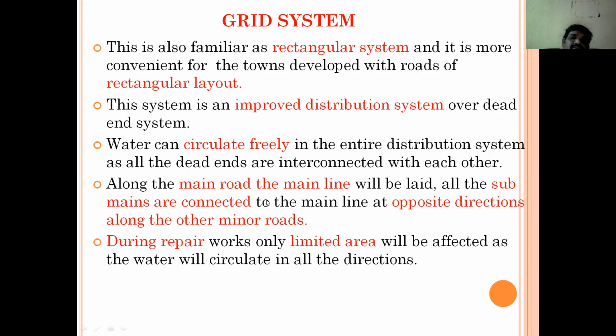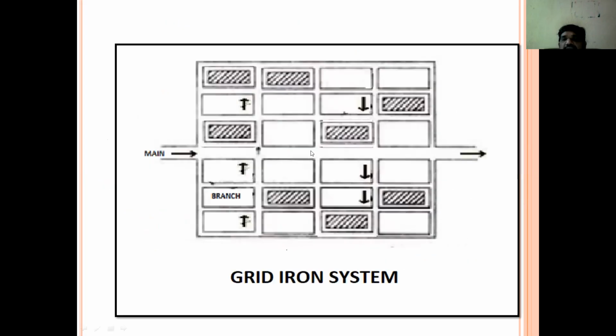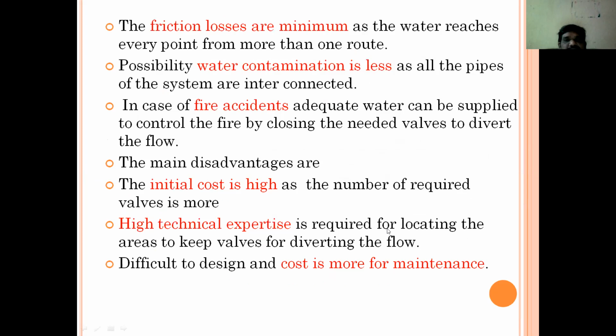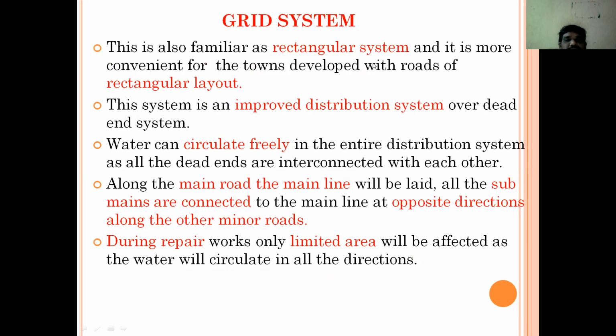One more point we must remember in this system is that along the main road, the main line will be laid. All the sub-mains are connected to the main line in opposite directions along the other minor roads. Here, this is the main pipeline, and the sub lines are connected to this main line, and these are circularly connected, from this area to this area.